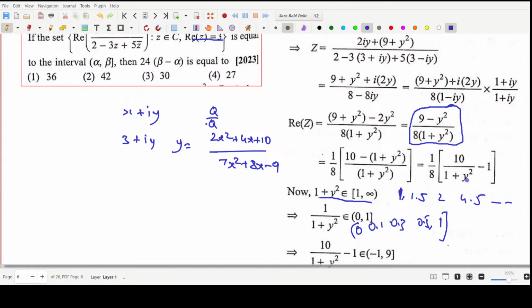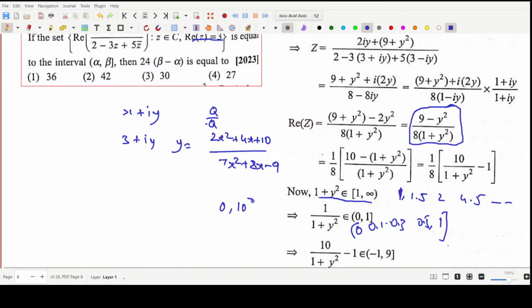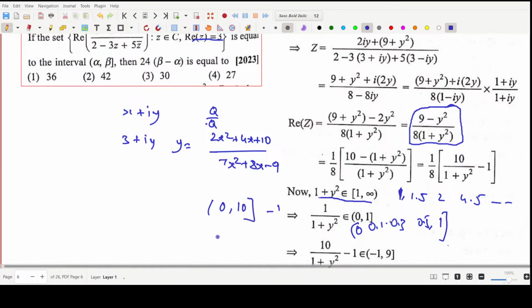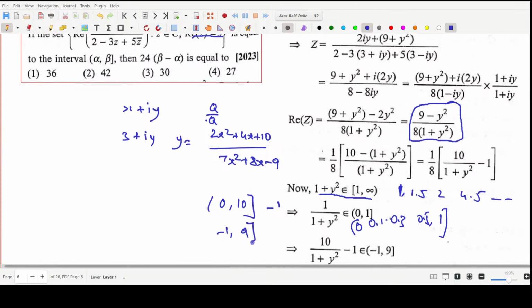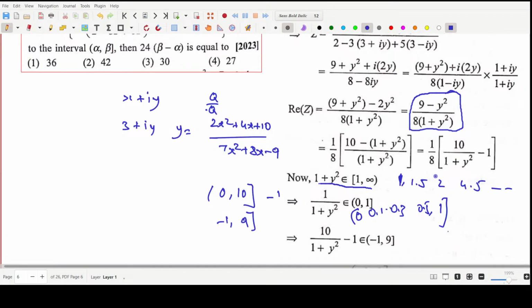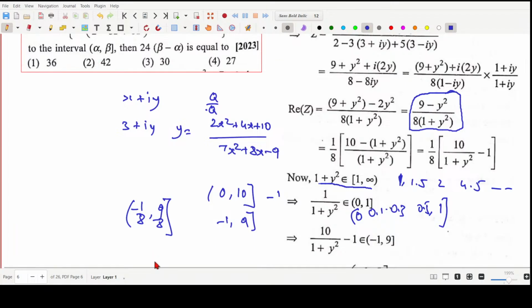That means 10 by 1 plus y square will lie between 0 and 10, and minus 1 will lie between minus 1 and 9, right? Agreed. Yes, sir. So there is 1 by 8, so it should lie between minus 1 by 8 and 9 by 8. Understood? This is our alpha and beta. Alpha is minus 1 by 8 and beta is 9 by 8, and then you will be able to do this.